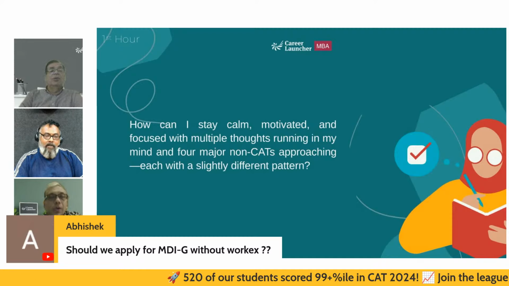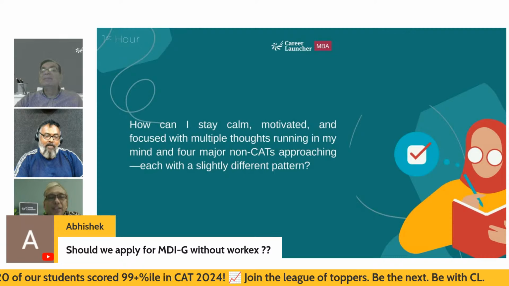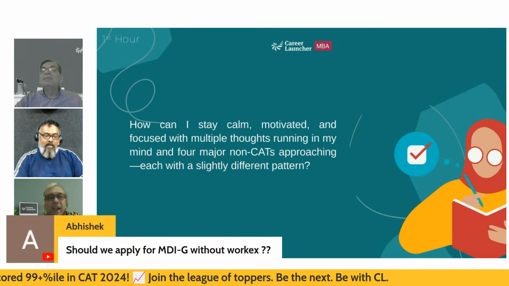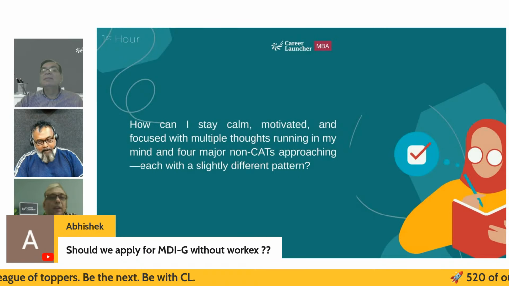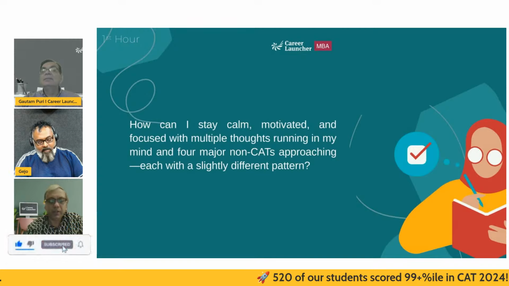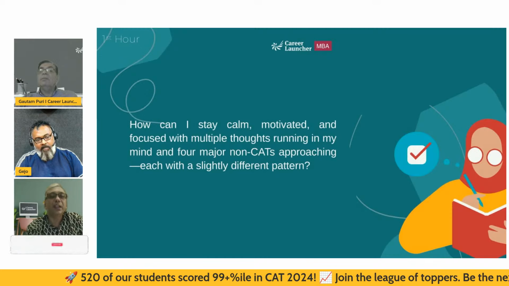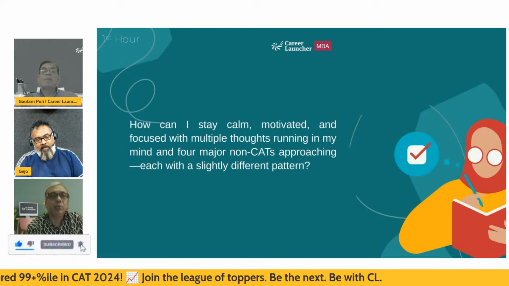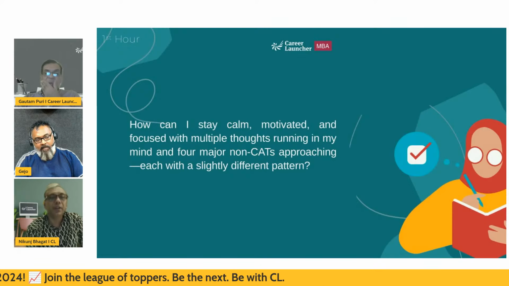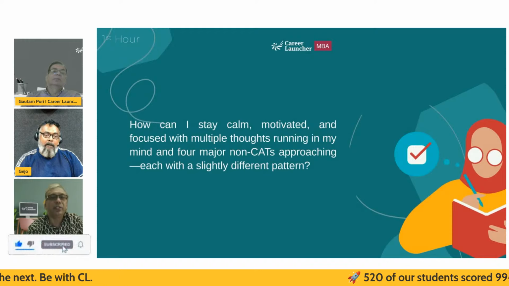See, I understand NMAT and SNAP are at one level, while CAT and XAT are at a different level. For XAT, there is no need for you to even put it in your mind right now. Just forget XAT for the time being. NMAT, SNAP, all the mocks which you need to take as practice needs to be taken latest till 20th or 21st. Last 10 days before CAT, you should only concentrate on the CAT paper and the CAT books. Do not let your mind run away here and there towards NMAT and SNAP.